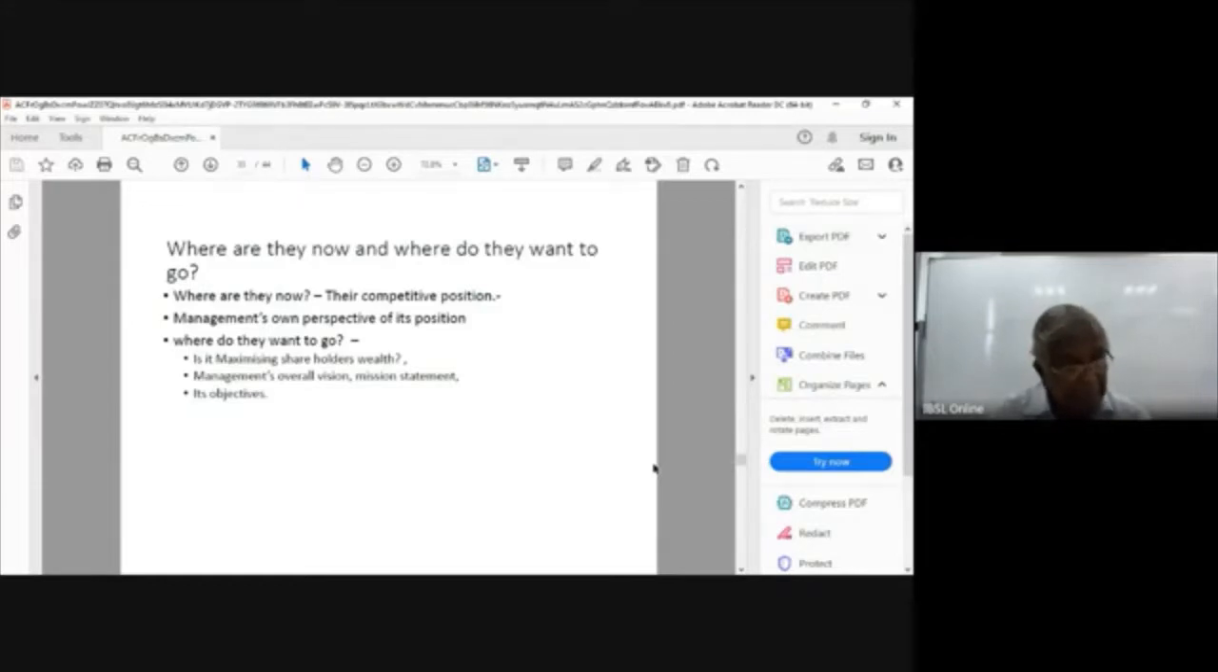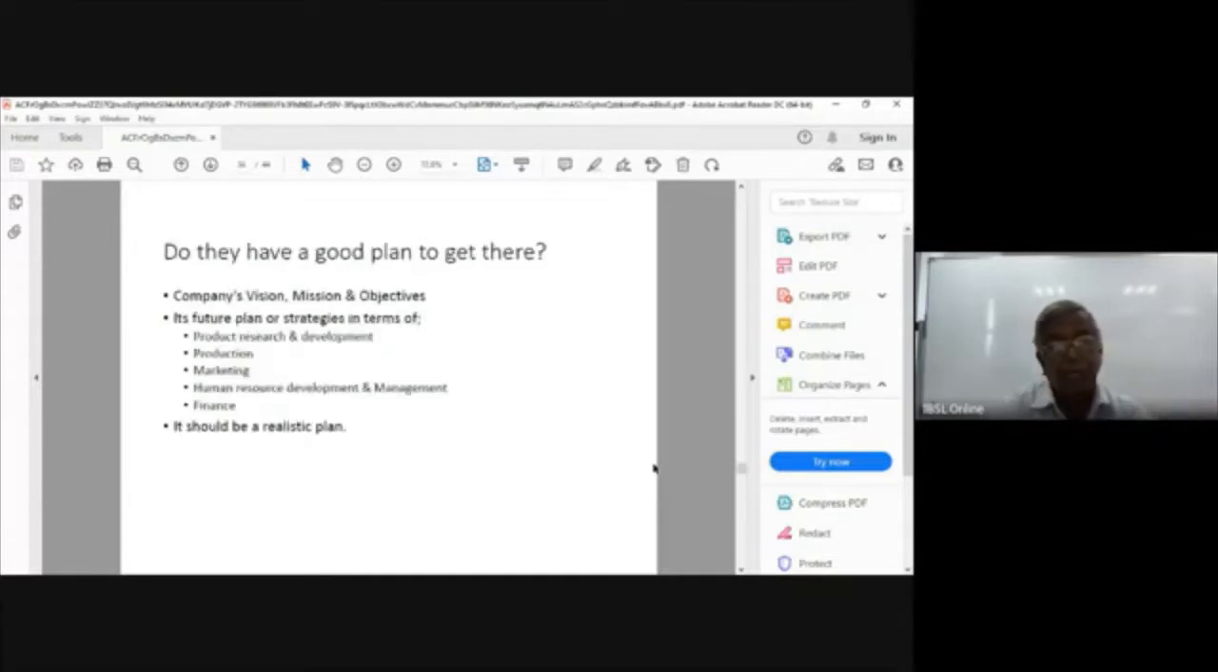Is it maximizing shareholders' wealth, more profit? Then management's overall vision, mission statement. What is their vision? What is their mission? And their objectives. So thereby you know where do they want to go, what do they want to do. So this is the management. So whether management is capable.